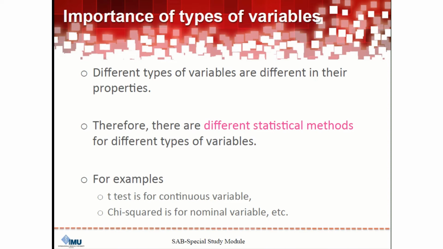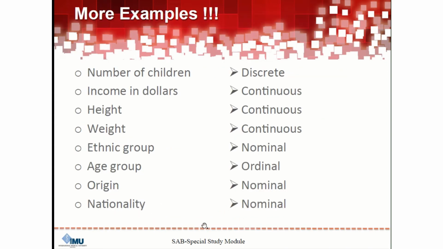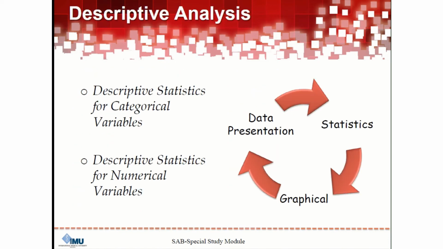Different types of variables are different in their properties. Therefore, there are different statistical methods for different types of variables. For example, we have different tests for them. This mostly comes in the analytical part, or inferential statistics. But just for us to know, we use the t-test for continuous data and the chi-square test for nominal data, right? As well as we have all these things which we can know of as data.